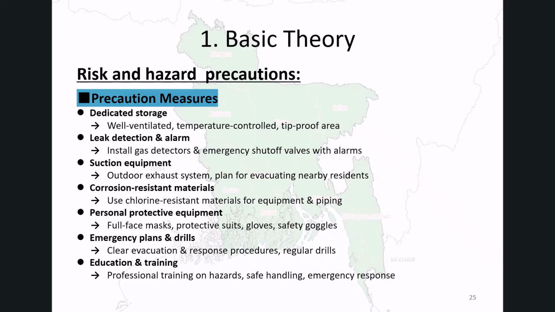4. All equipment and piping should be made of corrosion-resistant materials. 5. Personal protective equipment is mandatory. Full-face masks, protective suits, gloves, and safety goggles must be available and used when handling chlorine. 6. Clear emergency plans, evacuation procedures, and regular drills are also required. Finally, professional education and training are critical so that operators understand hazards and know how to respond in emergencies.